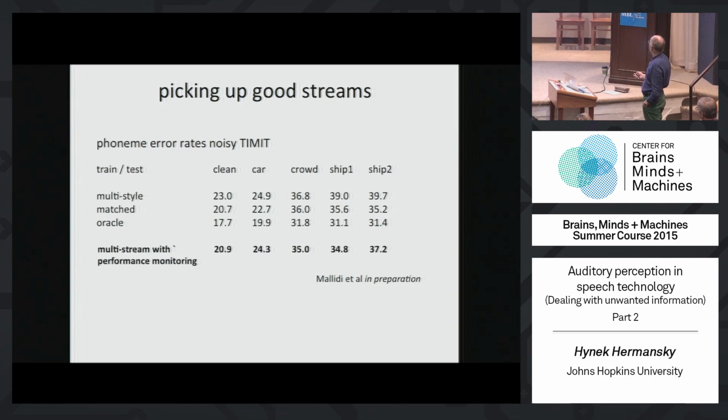I mean, it certainly is typically better than multi-style training, right? And we have some ways to go to oracle, but not too far from the matched field. Sometimes it's even better because it's making a decision on every utterance. So sometimes it can do quite well. So we were capable of picking up the good streams and leaving out the bad streams, even at the output of the classifier.